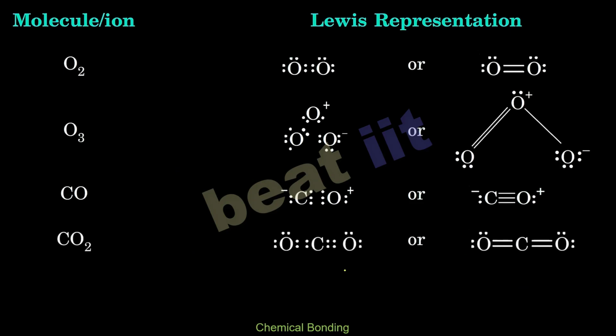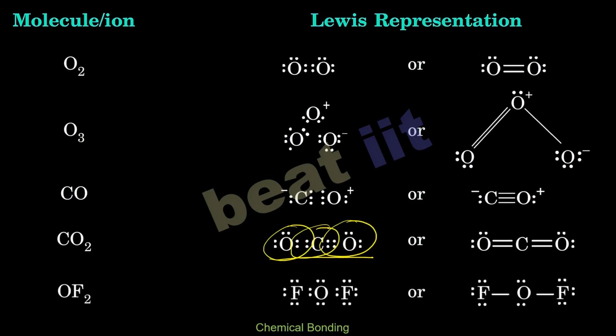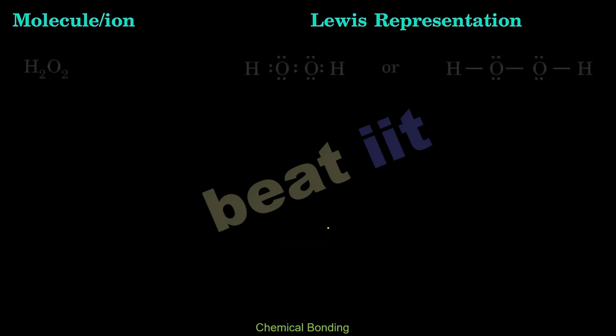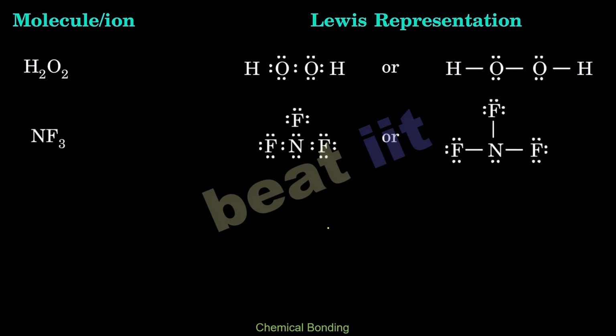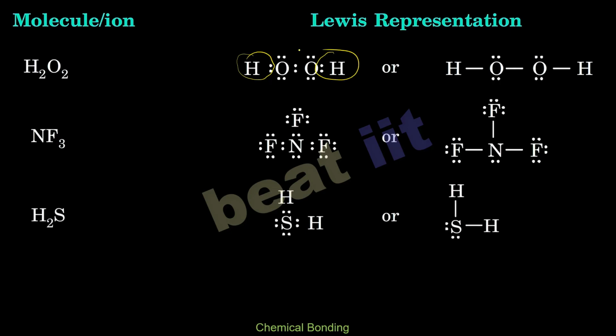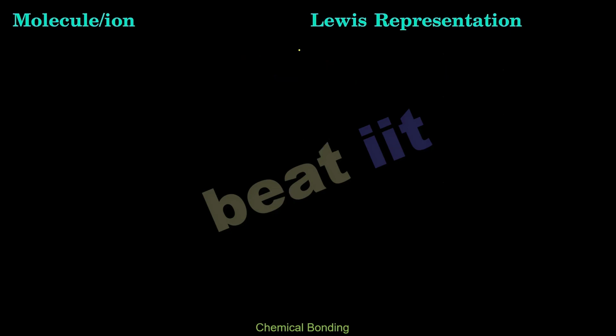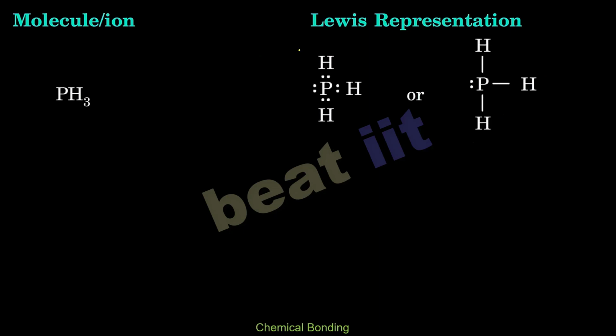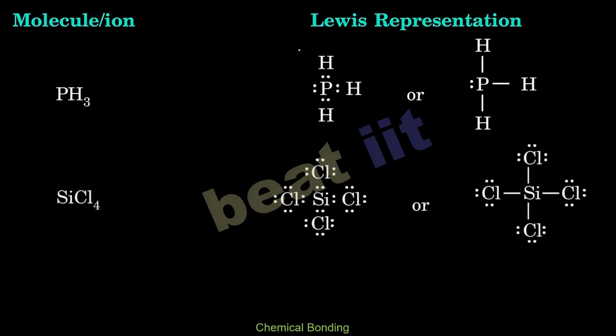Next, CO2. So this is the formula you need to remember. And octet complete, we have already talked about it. Then next OF2. Next H2O2. All these structures you should draw in your notebook and try to draw yourself without looking at the video or notes. And NF3, all octets are complete. In case of hydrogen, octets are not complete. These are duplets. H2S, sulfur will have octet complete, hydrogens won't. Then PH3, phosphorus will have octet complete, hydrogens won't.